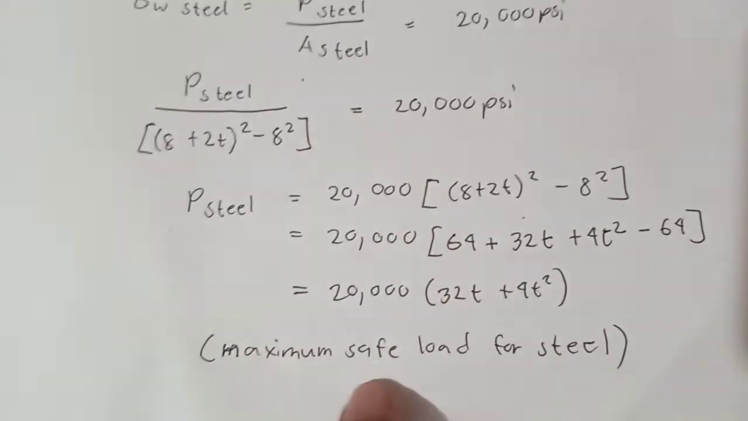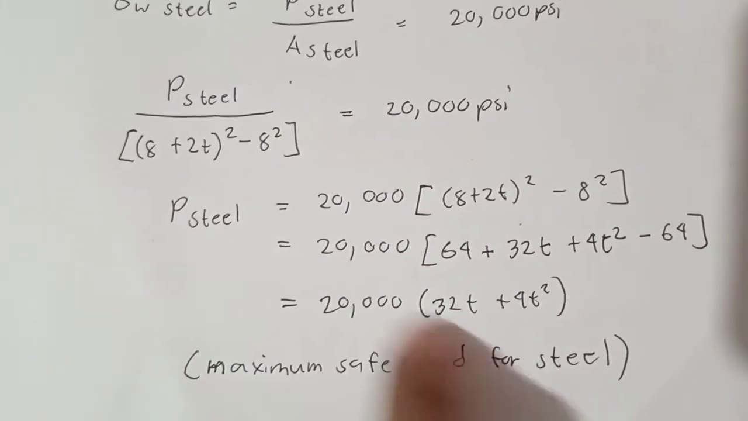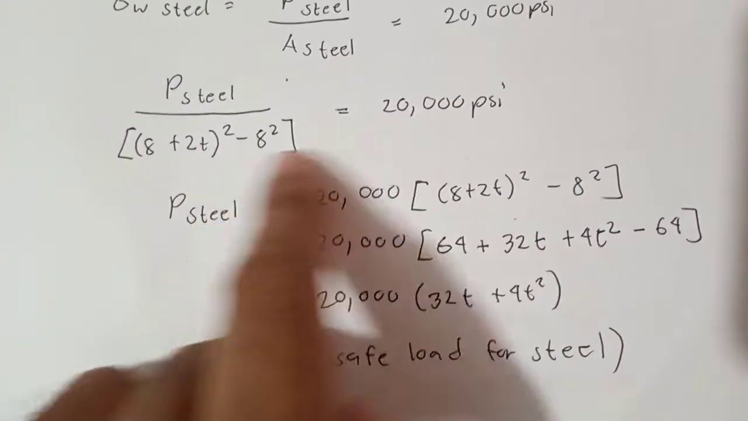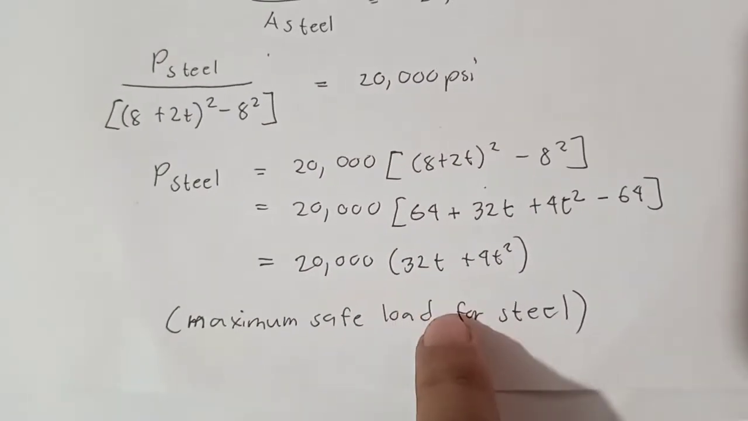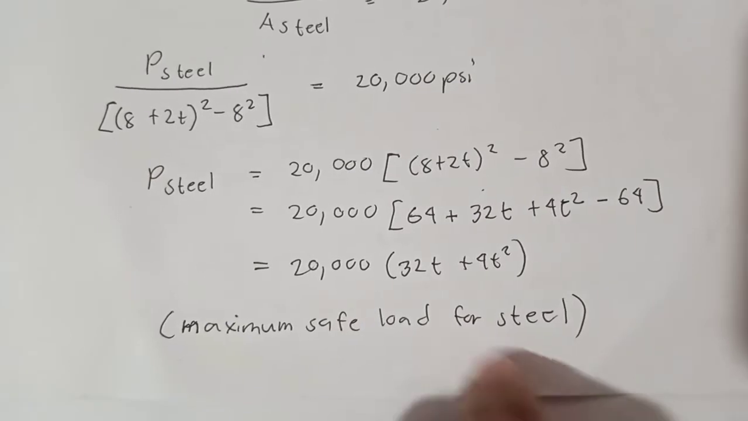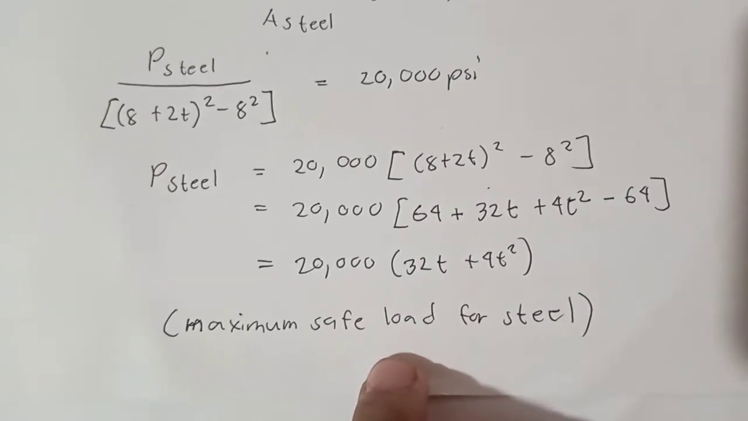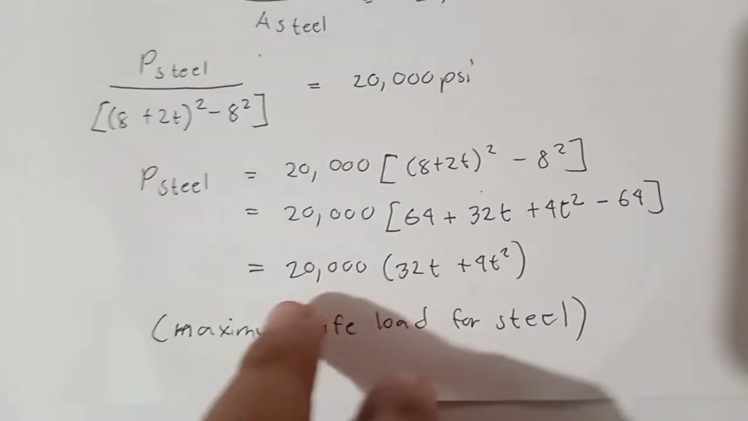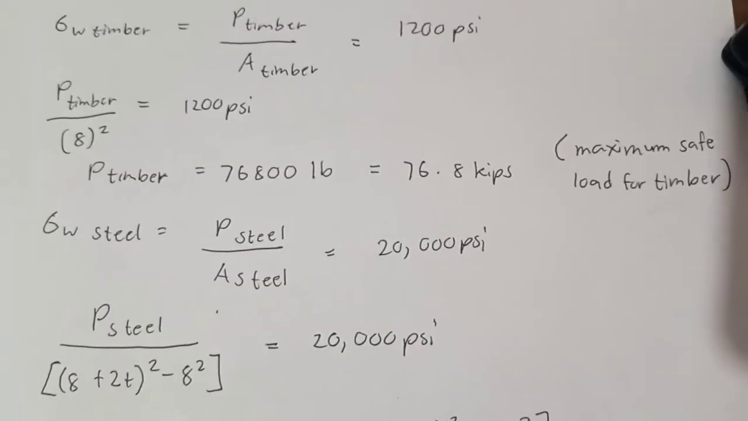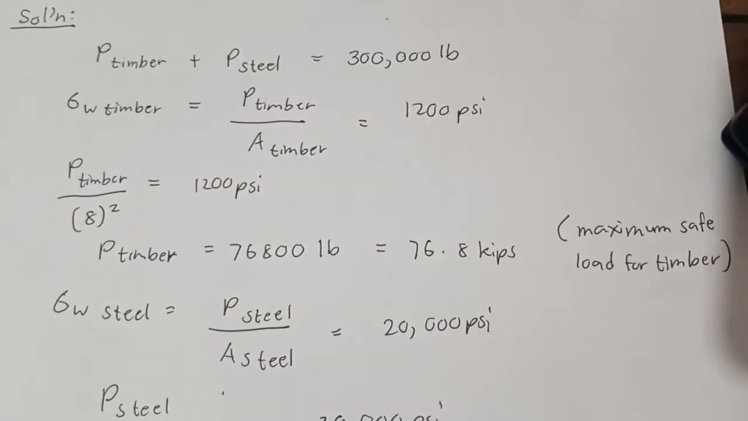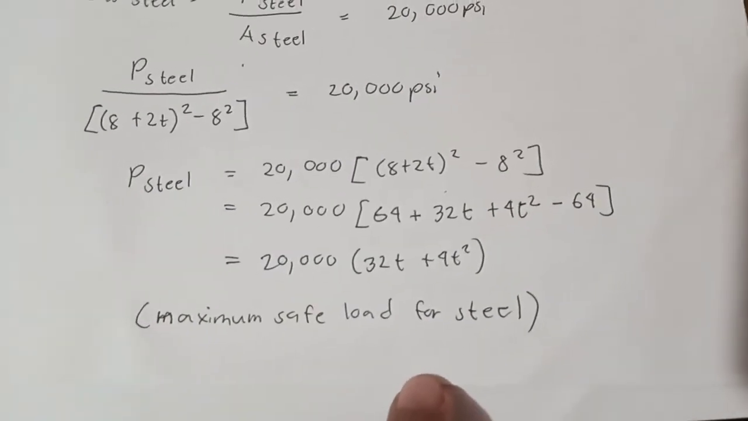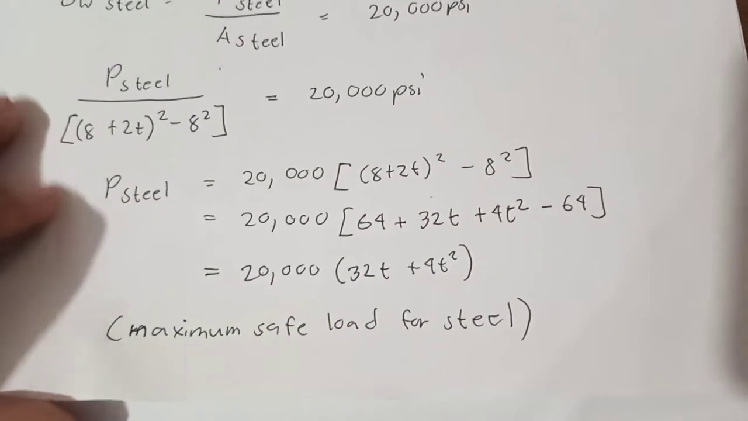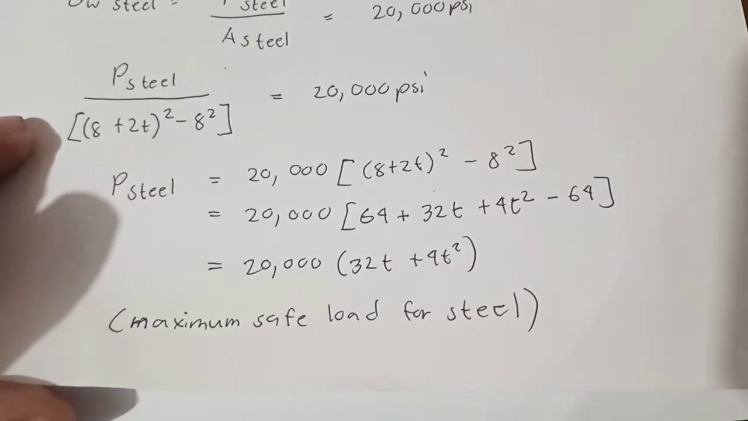So we can get the equation. To make the long story short, P steel is equal to 20,000 multiplied by (32t plus 4t squared). This is the maximum safe load for steel. Mind you that this computed P steel and P timber are the maximum possible safe loads and not necessarily the final answer.